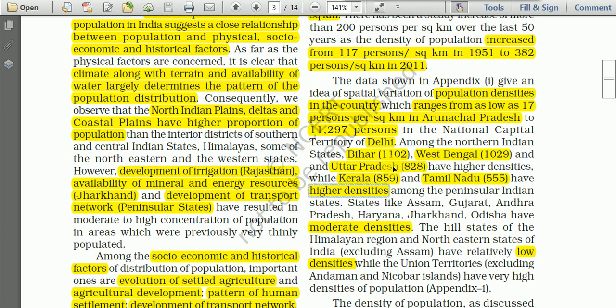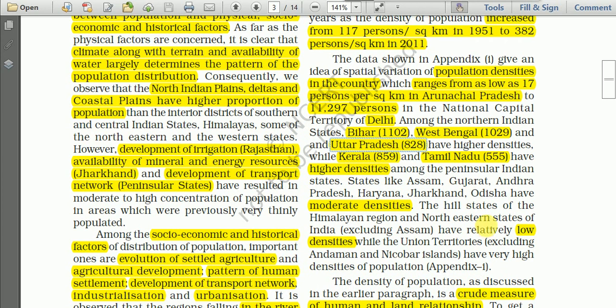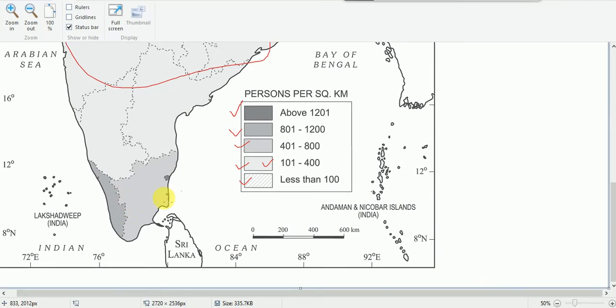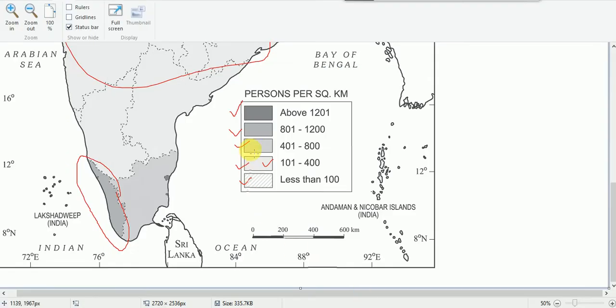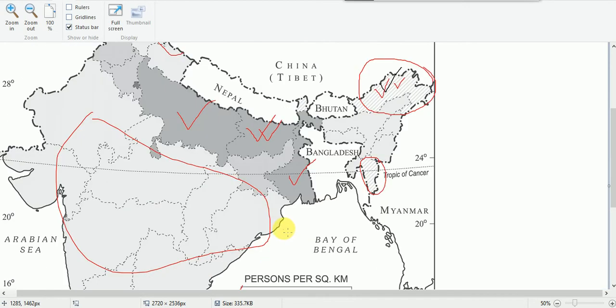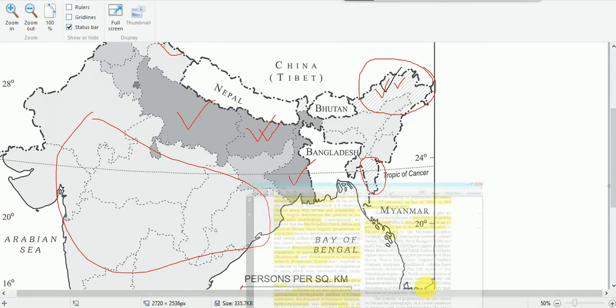Uttar Pradesh has 828 persons per square kilometer, whereas in South India we have Kerala. Kerala is here with a very high population density, about 859 persons per square kilometer. And next we have Tamil Nadu, 555 persons per square kilometer. So these are the states having a very high population density.